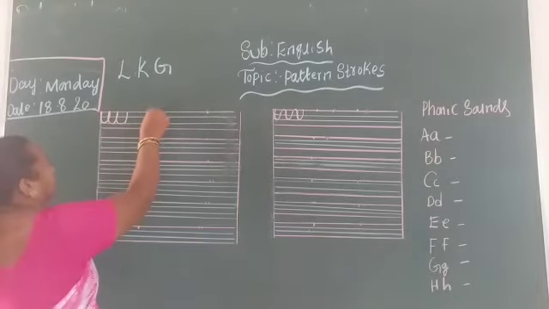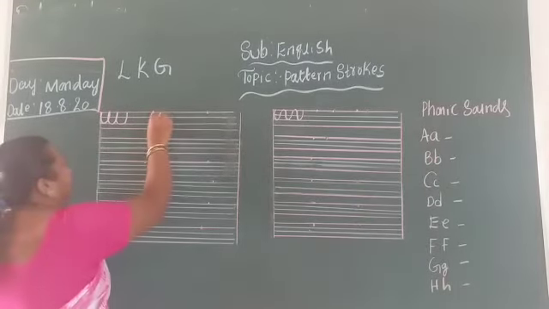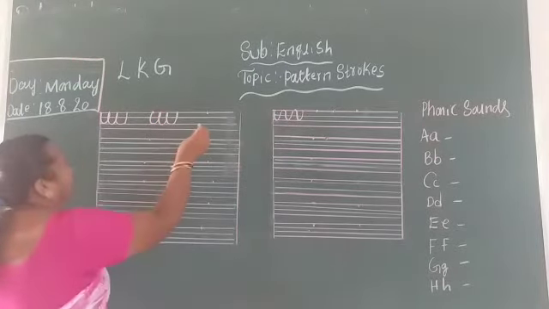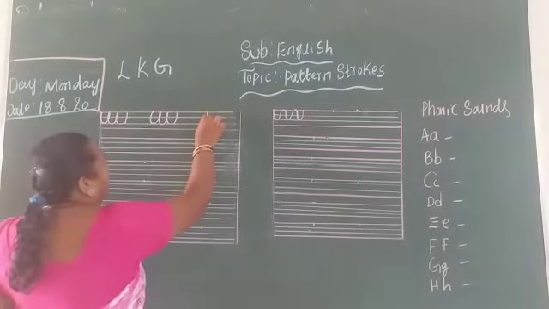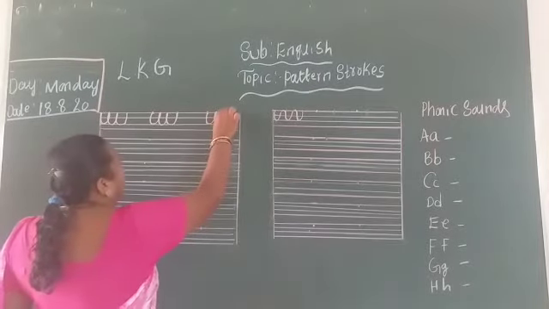Touch the red line and come down. Again go up. Again come down. Again go up. Again come down. Okay. Now again come down. Touch the red line, two blue lines. Again come down. Again go up.